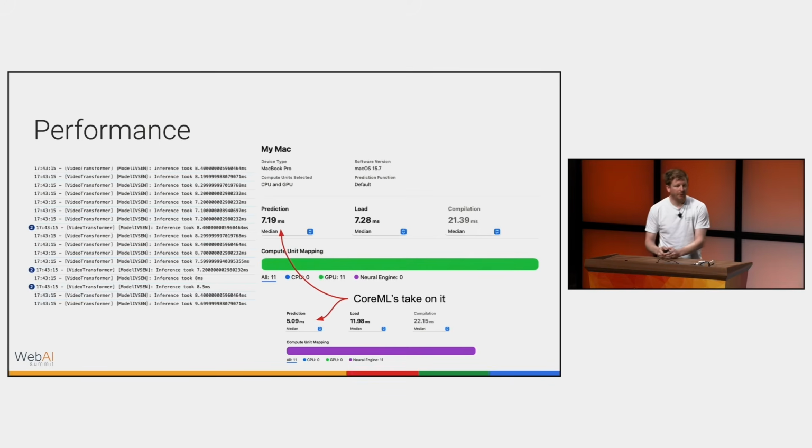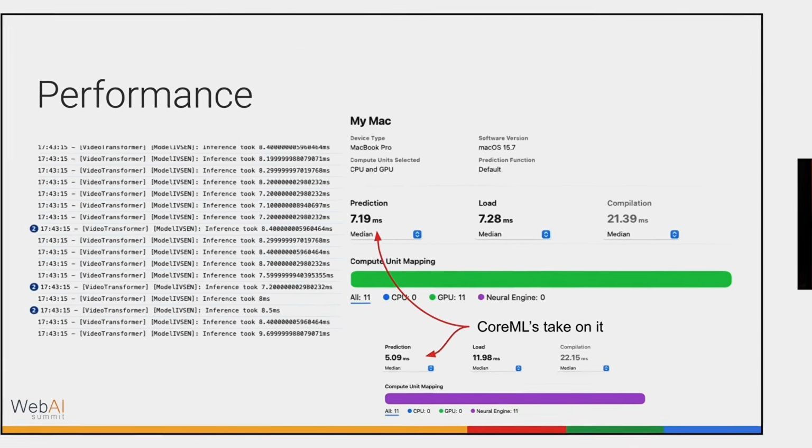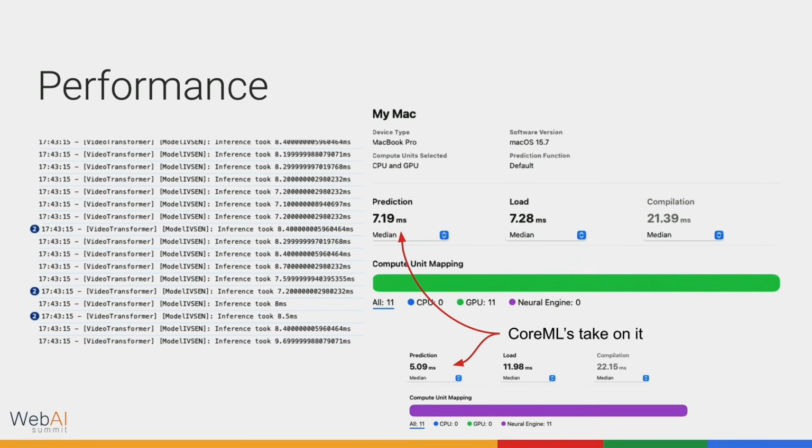So let's take a look at the performance that we can get out of it. On the left here, I have a console output of the network running. You can see it takes about 8 to 9 milliseconds to run. On the top here, you have the same network running. This was compiled from PyTorch to CoreML and then just run through the Xcode profiler. It runs in about 7.2 milliseconds. And interestingly, the NPU version of it runs in about 5 milliseconds.